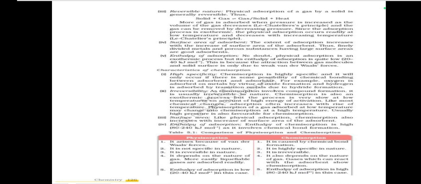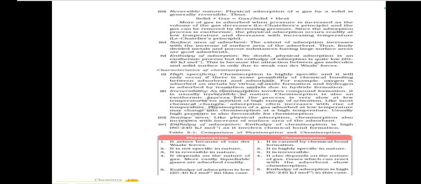Reversible nature: physical adsorption of a gas by a solid is generally reversible. Thus, solid plus gas gives gas adsorbed on solid plus heat. More of the gas is adsorbed when pressure is increased, as the volume of the gas decreases, according to Le Chatelier's principle, and the gas can be removed by decreasing pressure. Since the adsorption process is exothermic, physical adsorption occurs readily at low temperature and decreases with increasing temperature, again by Le Chatelier's principle.